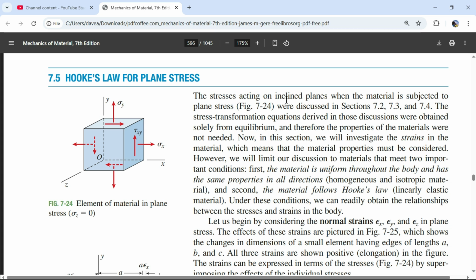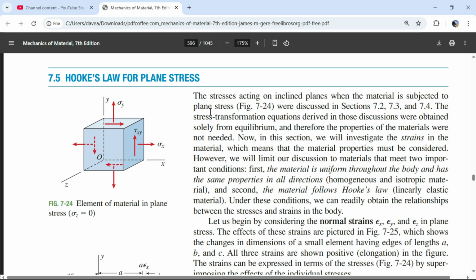Anyway, so stresses acting on inclined planes when the material is subject to plane stress were discussed in the previous sections. Section 7.2, 7.3, and 7.4. We're in section 7.5. The stress transformation equations derived in those discussions were obtained solely from equilibrium. Okay, so yeah, the equations given any chopped up angle were from equilibrium. We had a force on one side, and then if we have an angled face, it can only have a normal and a shear, and then so we get values for those. They're going to be over a different area after the cut.